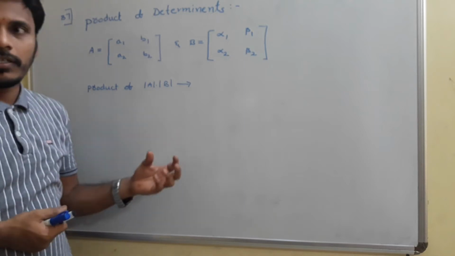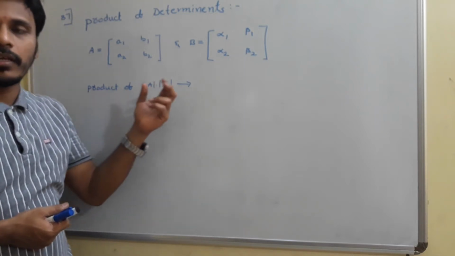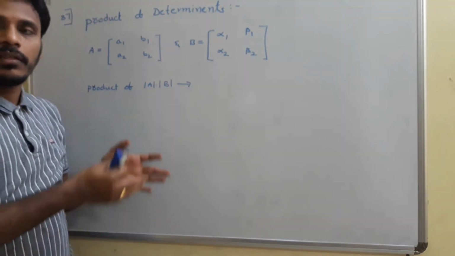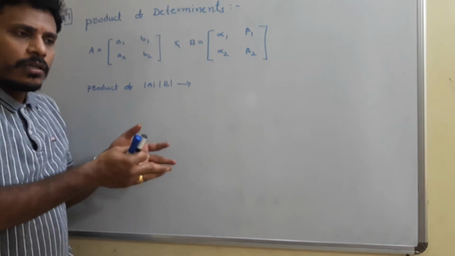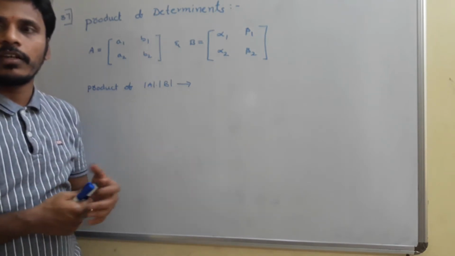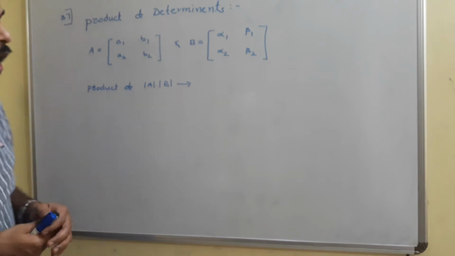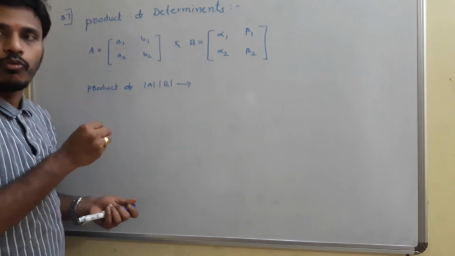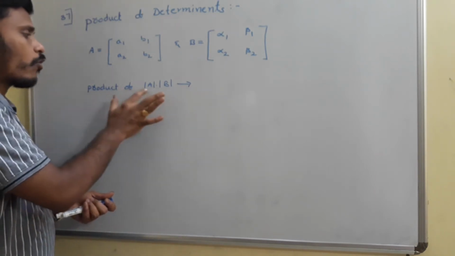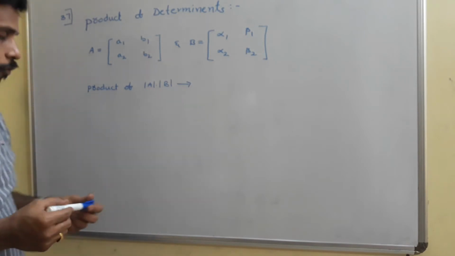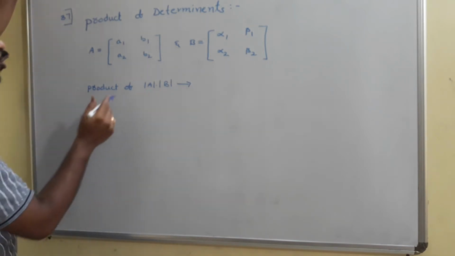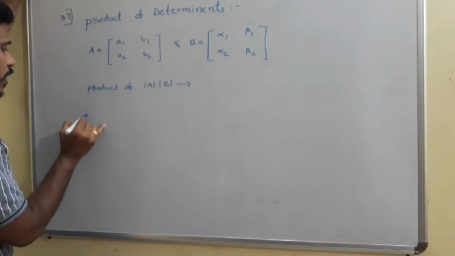Just to simplify the discussion, I am taking 2 by 2 matrices. The theory which we are discussing now can easily be extended to 3 by 3 and 4 by 4 also. For simplicity, we are discussing 2 by 2. We need to calculate the product of the determinants of A and determinant of B.